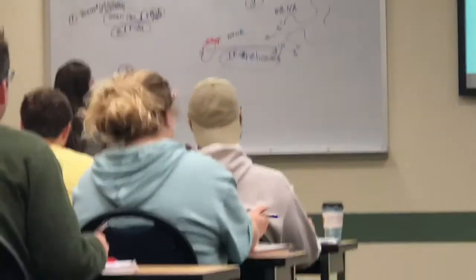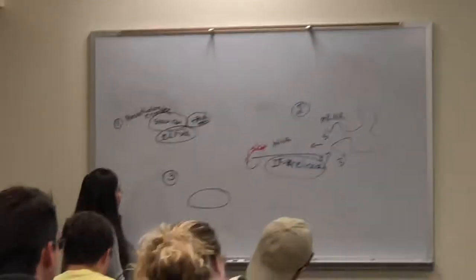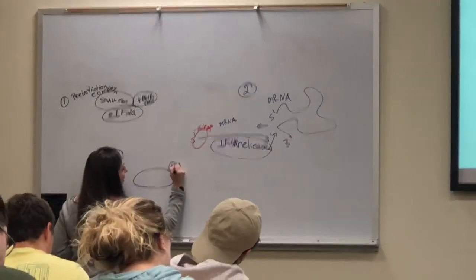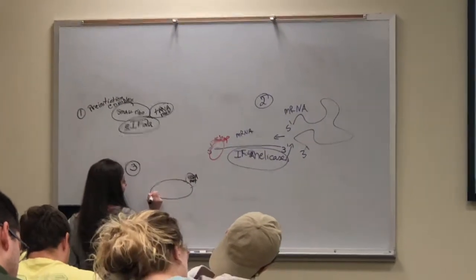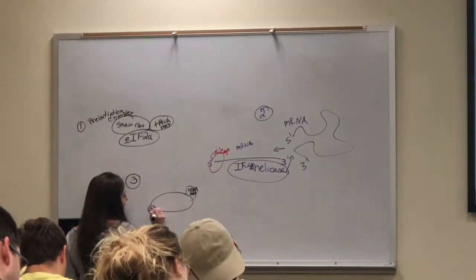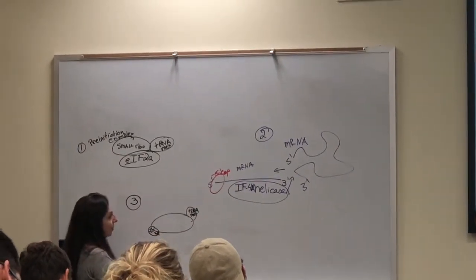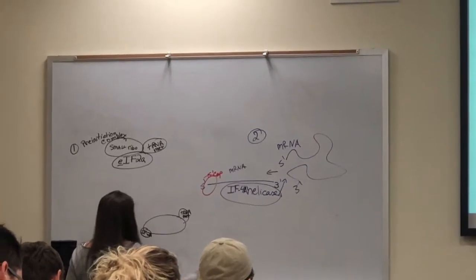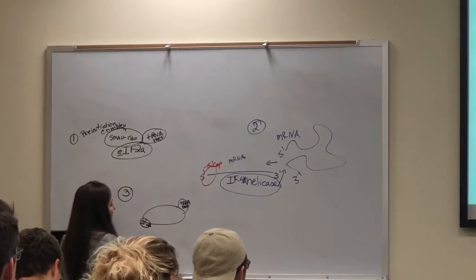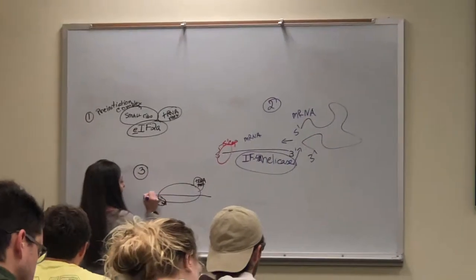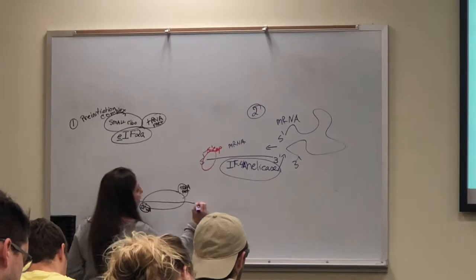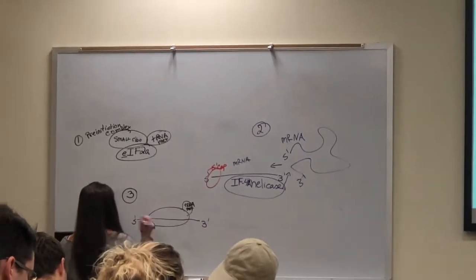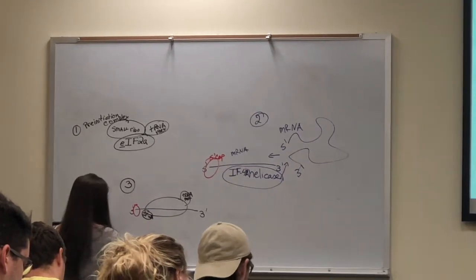So here's my small ribosomal subunit. It's carrying the tRNA that has methionine on it, and it has initiation factor 2A. And now the mRNA with its little cap joins the party.